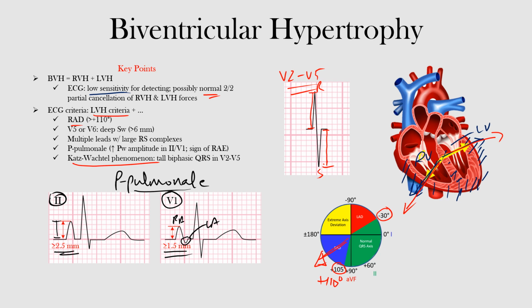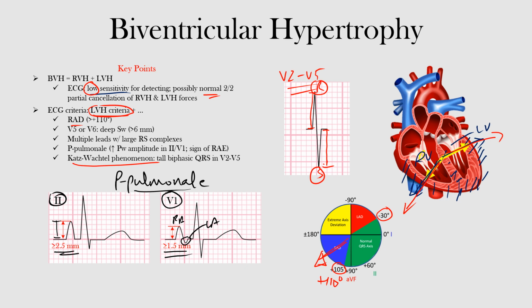So remember, biventricular hypertrophy just means the right and left ventricle are both hypertrophied. Remember, the EKG has a low sensitivity for detecting it, and sometimes you can have a normal EKG because of that cancellation of the electrical forces. Now, what you want to see is first meet the left ventricular hypertrophy criteria. And if you've met that and you see right axis deviation that's beyond 110 degrees, then consider biventricular hypertrophy. If in V5 or V6 you see these deep S waves that are greater than 6 millimeters, also consider it. And in multiple leads, if you see large RS complexes, where here's an R and here's an S, an RS complex, that may also suggest it.